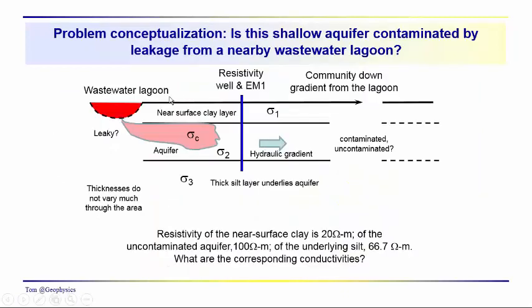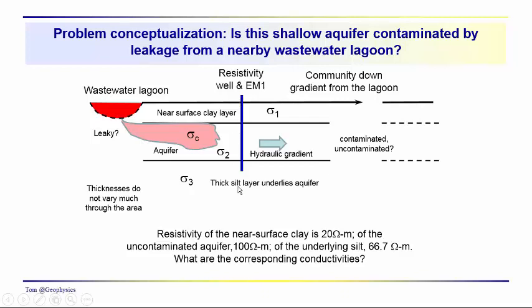Okay, we're going to be talking about a problem. We're going to be using IX1D to evaluate a problem. This is the background on the problem. We've got a wastewater lagoon over here. We've got a community that's down the hydraulic gradient from this lagoon. There's some concern that there is leakage and contamination of the groundwater that they're using for their homes. And the question is, is it contaminated or not? Can we determine that using a terrain conductivity survey?